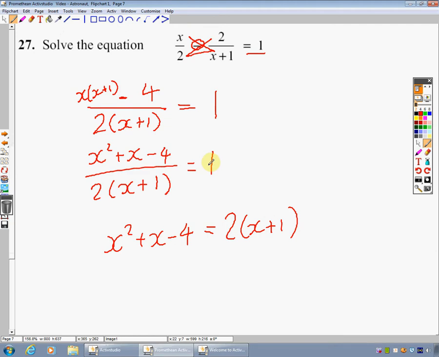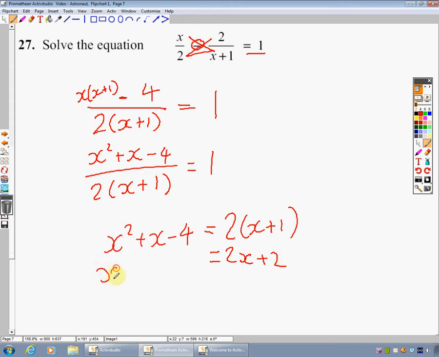Great, let's rearrange this so I've got all my x's on one side of my equation. In fact, I might multiply that out quickly so it's a little bit simpler. 2x plus 2. Right, I've got my 2x plus 2, so I need to get rid of my 2x. I'm going to take away 2x, and I'm going to take away my 2. So it's going to be x squared, take away x, because I've got my x, take away that 2x.